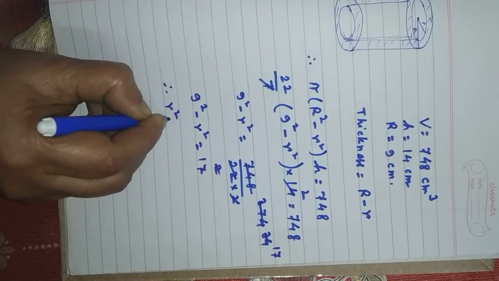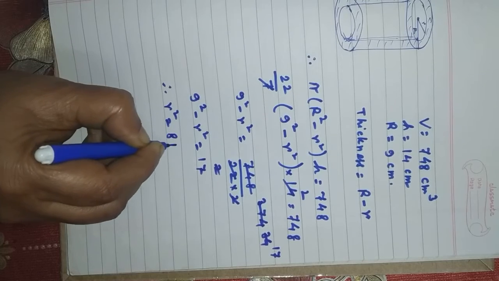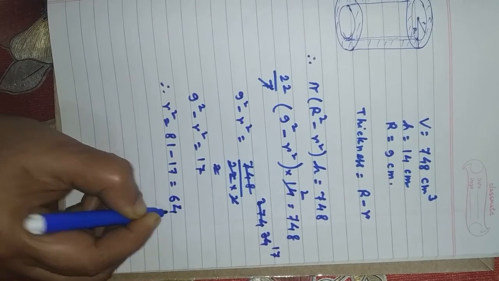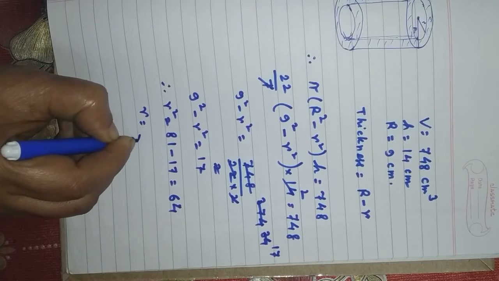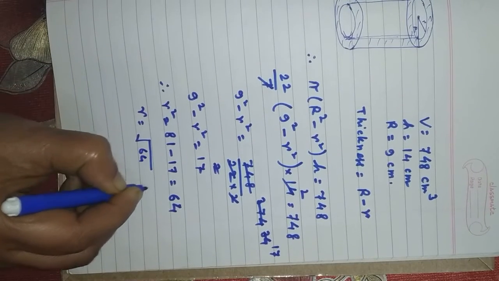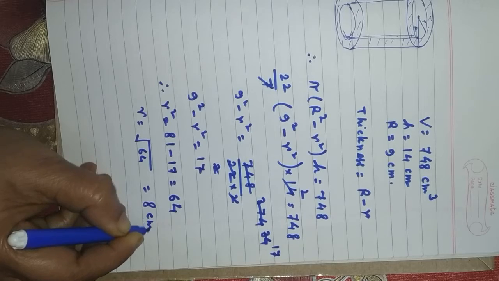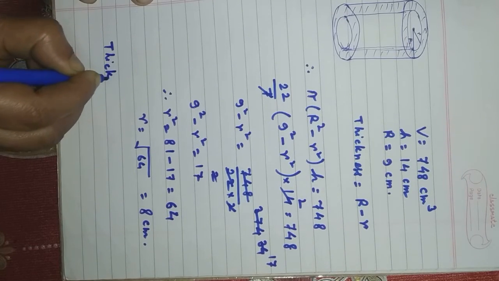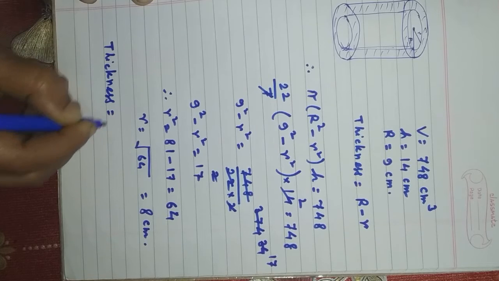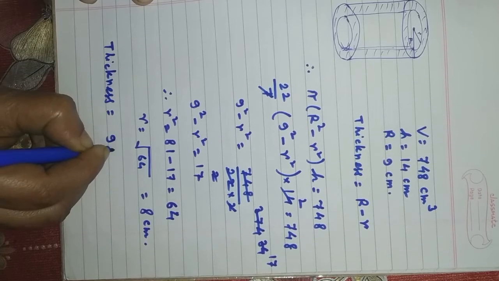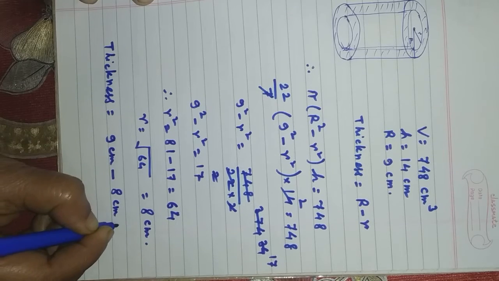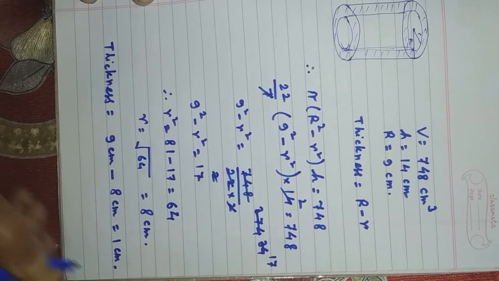Therefore, r square is equal to 9 square, which is 81, minus 17, that is equal to 64. So r is equal to under root of 64, that is equal to 8 centimeter. We have to find out the thickness of this pipe. So thickness is equal to external radius, which is 9 centimeter, minus internal radius, which is 8 centimeter. So thickness is equal to 1 centimeter.